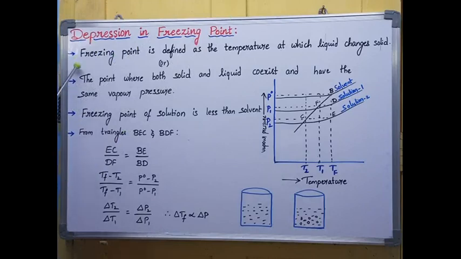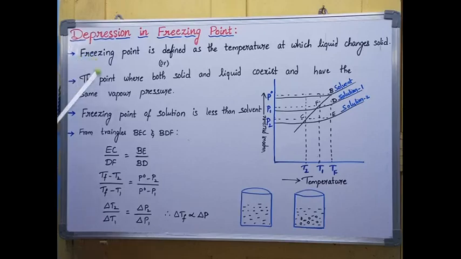For example, I am taking some water in a container and keeping it in a refrigerator. It changes into solid ice at some temperature. That particular temperature is called the freezing point. We already know that below 0 degrees centigrade water freezes, so that point is called the freezing point of water.